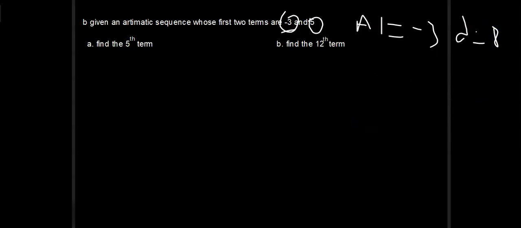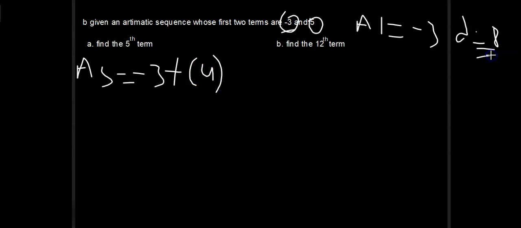Now I can find the value of the fifth term. So the fifth term will be what? A5 equals A1, which is -3, plus the whole (n minus 1). N minus 1 means 5 minus 1, which is 4, and the whole thing times D. D is 8.